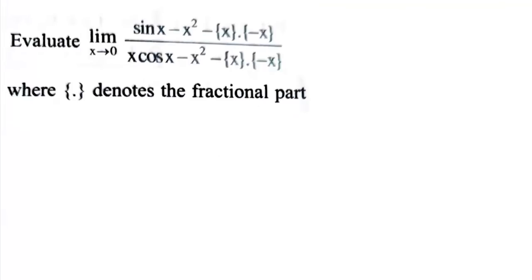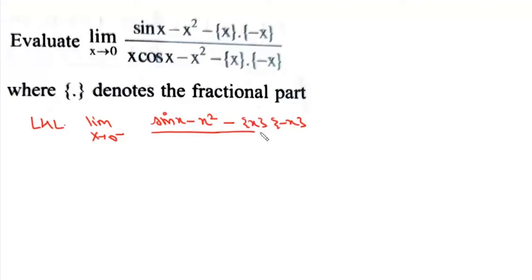Now here the question is, we need to evaluate this limit. Now since it has fractional part of x and fractional part of minus x, we need to use left hand limit and right hand limit. Now, if we take its left hand limit, it will be limit x tends to 0 negative of sine x minus x square minus fractional part of x, fractional part of minus x, upon x cos x minus x square minus fractional part of x into fractional part of minus x.